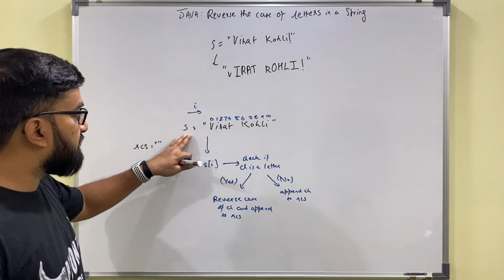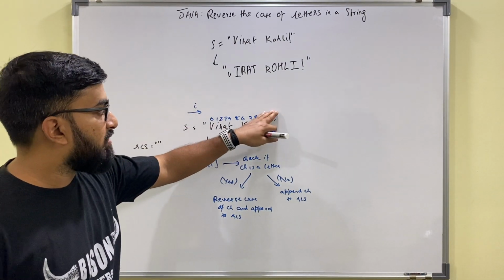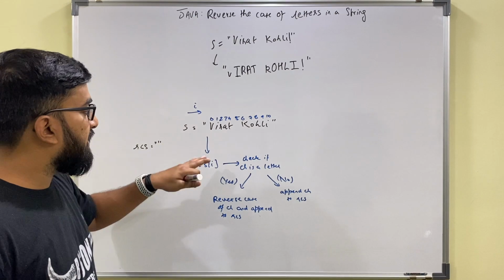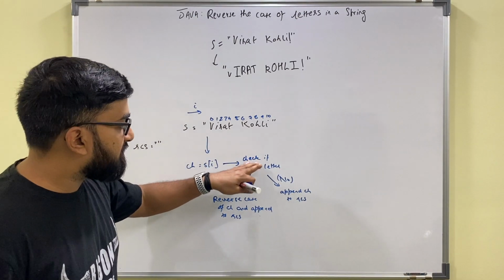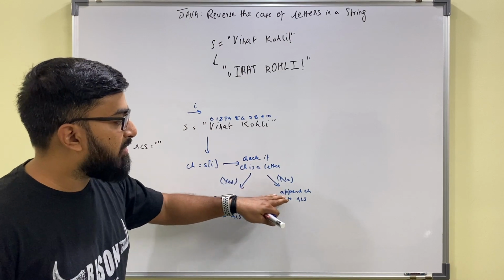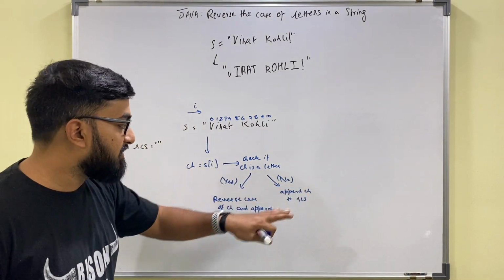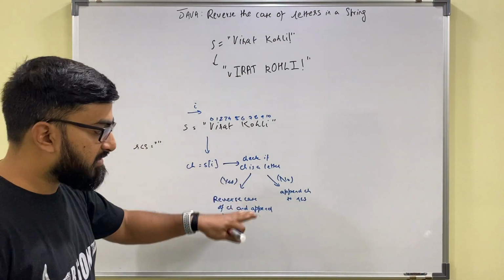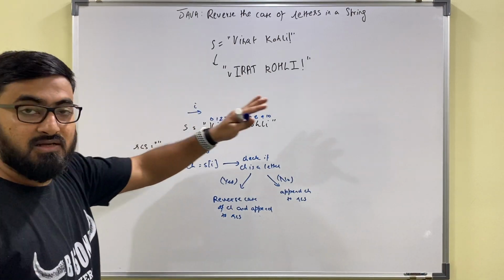We iterate s from left to right. I takes values 0 to 10, all the indices for this string. In each iteration I pick up the ith character in this variable ch. I check if this is a letter. If this is not a letter, I append ch to RCS, which started with blank, as it is. Else I reverse the case of this ch and append it to RCS. And now let's see how we do all this in the code.